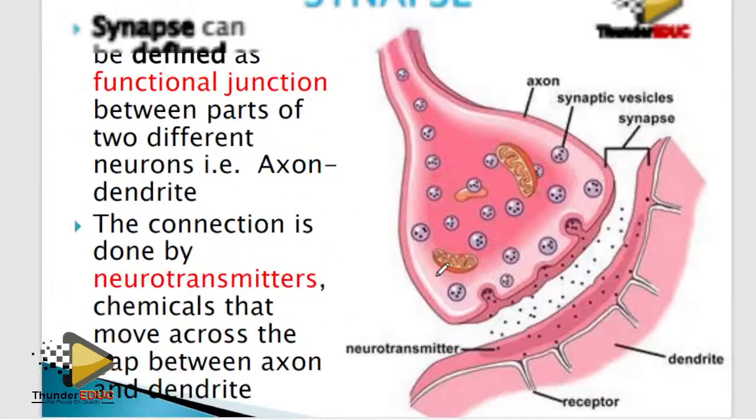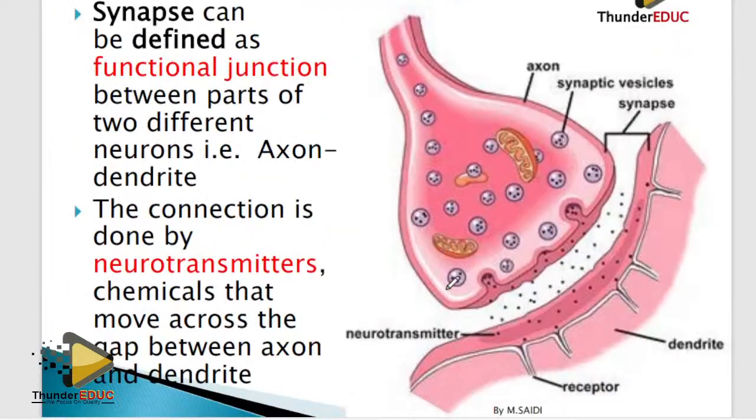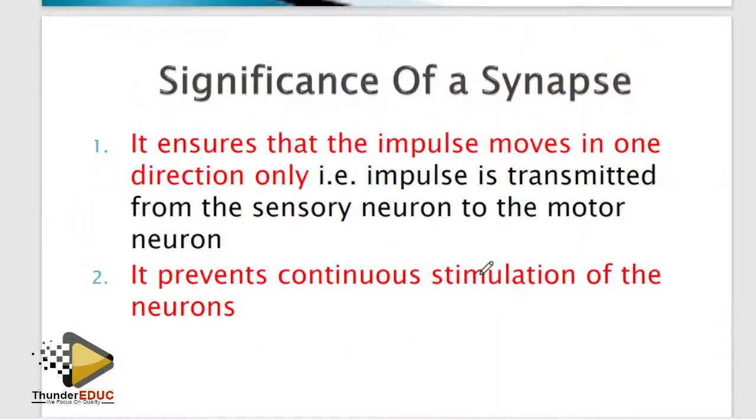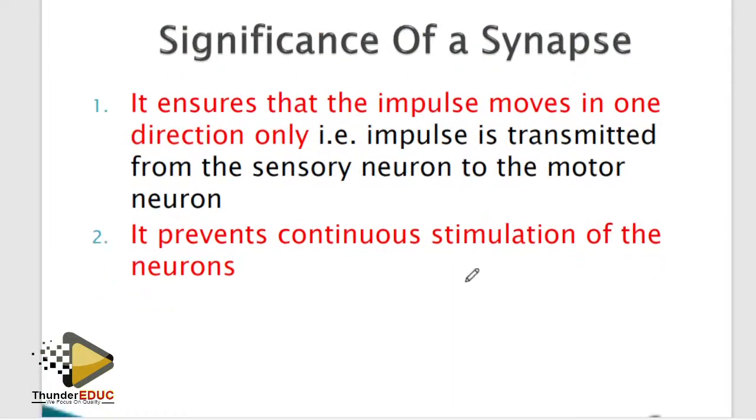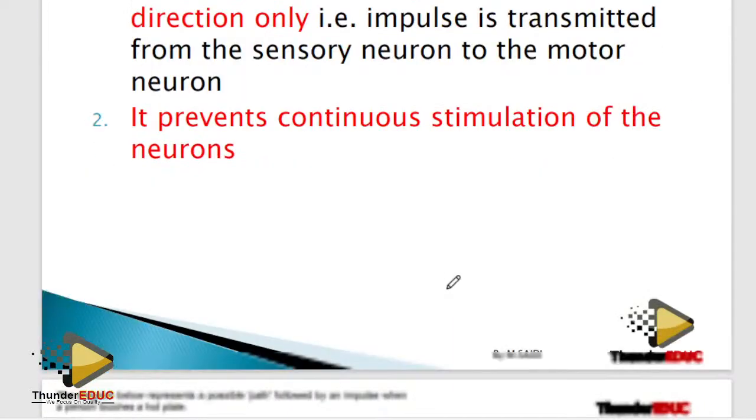Synapse, what you need to know here is a junction between two or more neurons and what its function is. That's it. No one is going to ask you how it operates. No, man, you're not at the university or the college. Function of the synapse, it allows impulse to move in one direction. Simple. I repeat, allows impulse to move in one direction. It ensures impulse moves in one direction, prevents continuous stimulation of neurons.